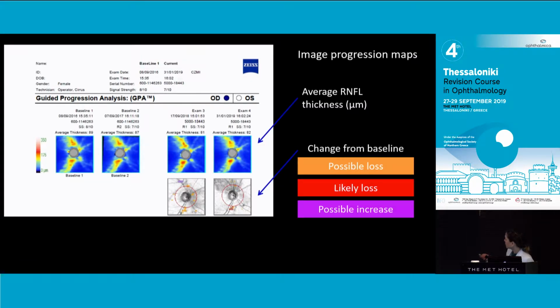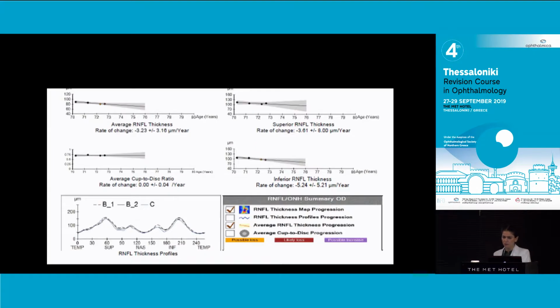For example, if something is highlighted as red, it's likely loss, which suggests that you may have true change. But again, you are looking for clusters. These, of course, need to be interpreted in the context of the rest of the clinical information. So if this is getting worse, but the disc to you looks normal, it may not be abnormal. The disc may not be abnormal. It may not be glaucoma. So all of that needs to be interpreted with a visual field together and with your clinical examination.